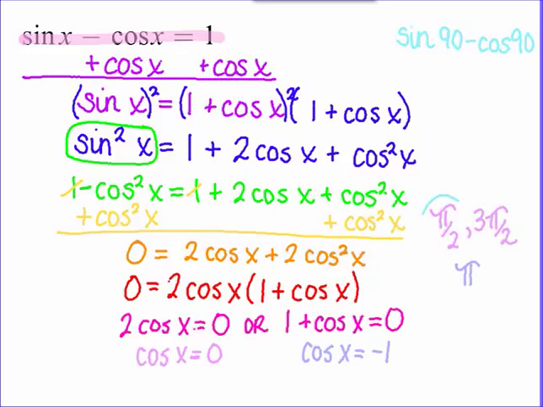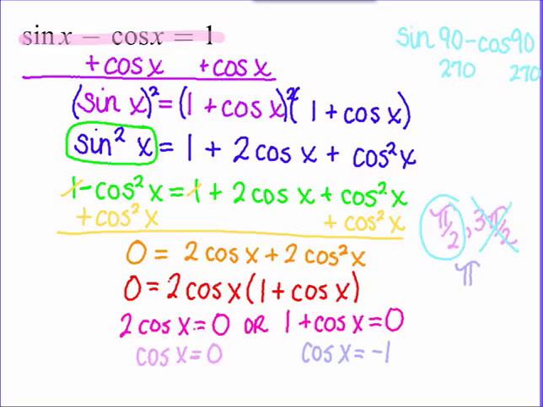That is a solution. Now what I need to do is the same thing for 3 pi over 2. What is 3 pi over 2 as degrees? 270. So in place of 90, you're now going to put 270. What does that come out to be? Sine 270 minus cosine of 270? Yeah. -1. Okay, is that equal 1? No.